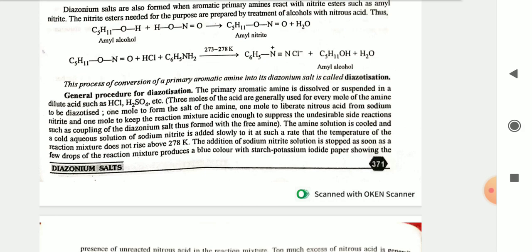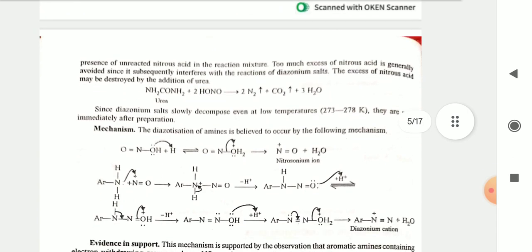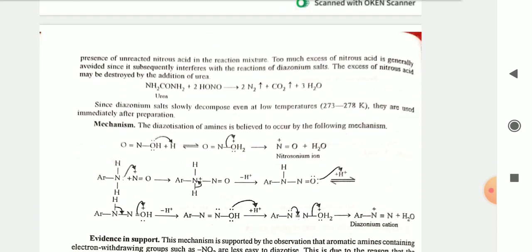The amine solution is cooled and a cold aqueous solution of sodium nitrite is added slowly to it at such a rate that the temperature of the reaction mixture does not rise above 278 Kelvin. The addition of sodium nitrite solution is stopped as soon as a few drops of the reaction mixture produce a blue color with starch potassium iodide paper, showing the presence of unreacted nitrous acid in the reaction mixture.